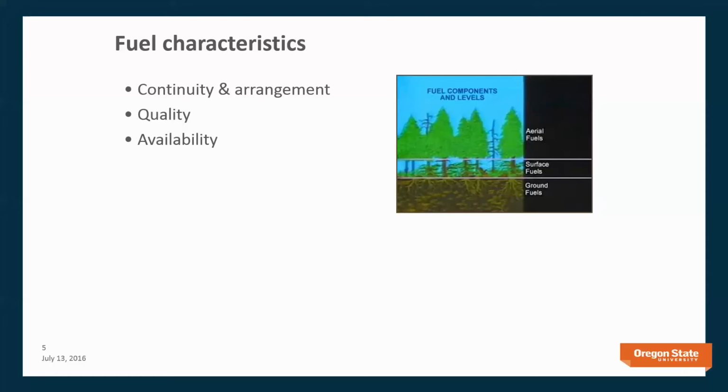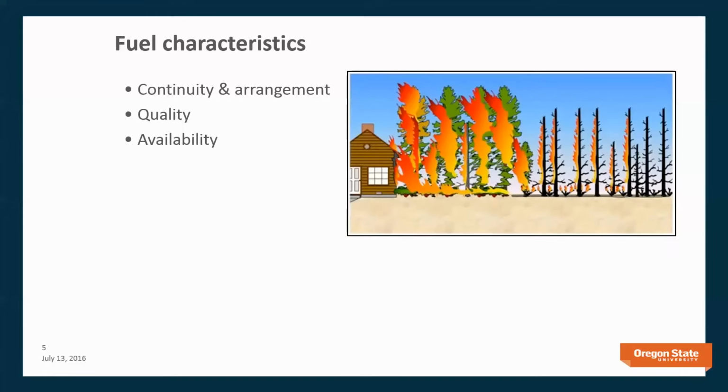Fuel availability relates to whether the fuel is dry enough to burn. Early in the summer season, fuels are wet and less likely to ignite compared to mid to late summer, when nearly all fuel is dry enough to burn. In all of this discussion about fuels, we also want you to be aware that your home is also comprised of fuel.